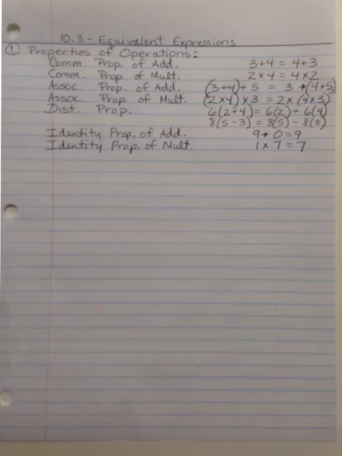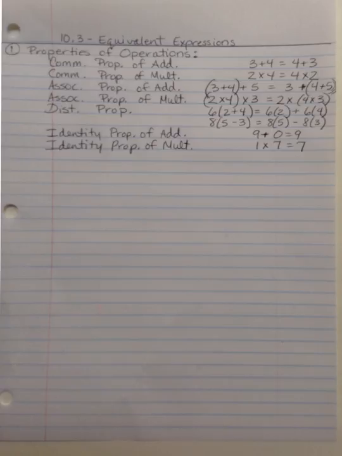The associative property of addition says that when you add more than 2 numbers, the grouping of the numbers won't change the sum. So I can put parentheses around 3 plus 4 in the problem 3 plus 4 plus 5, or I can put the parentheses around 4 plus 5 in 3 plus 4 plus 5. And it won't change the answer because I'm still adding, I'm doing all addition and I'm adding the same numbers.